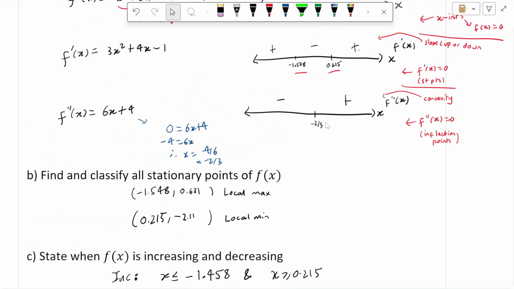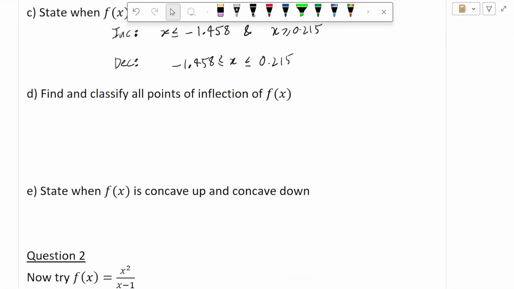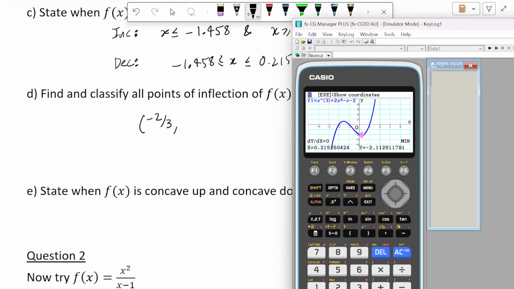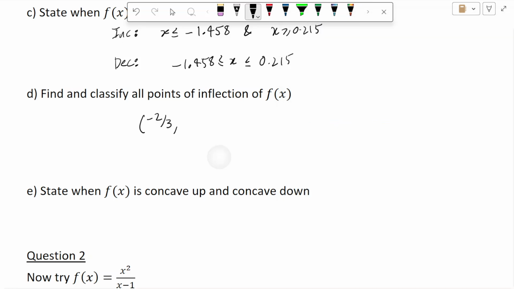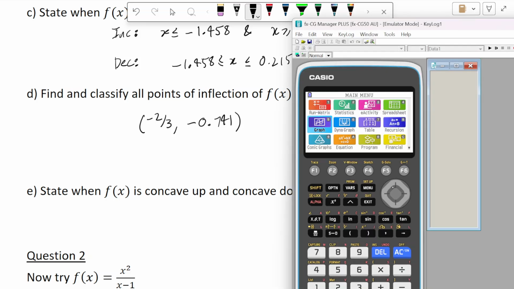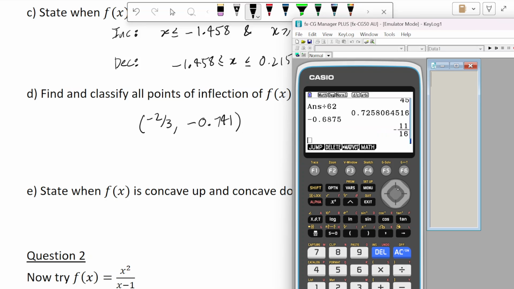So the points of inflection are on this bottom sign diagram. So the only one of them is going to be minus 2/3 for the x. And we can go into our graphy graph and trace minus 2/3, and you'll get y is minus 0.740, or 0.741 essentially. Now, I have said that we probably shouldn't play with fractions and decimals at the same time. That was the y value on the graph there, and if we hit S to D, we should get minus 20/27.